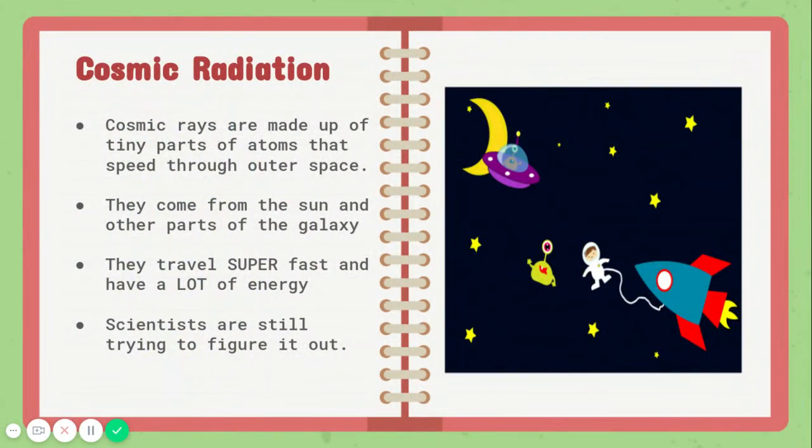Cosmic radiation. Cosmic rays are made up of tiny parts of atoms that speed through outer space. They come from the sun and other parts of the galaxy. They travel really fast and they contain a lot of energy. Scientists are still trying to figure it out, and there's not that much that we know about cosmic rays.